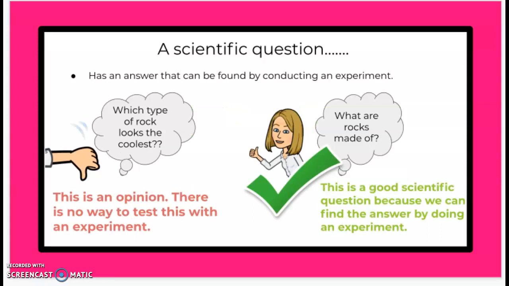The first question is an opinion. There's no way to test which rock looks the coolest because that's an opinion and people will think different rocks look nicer than others. If I ask the question, what are rocks made of? This is a good scientific question because we can find the answer by doing an experiment. And we can use some scientific tools like a microscope to determine what is in that rock.